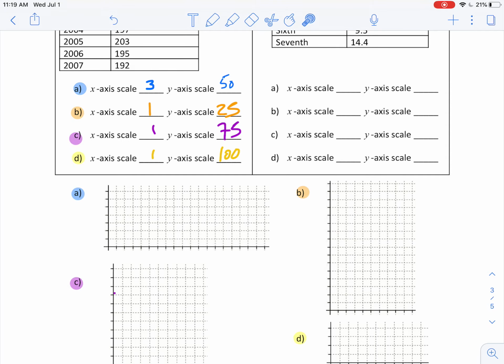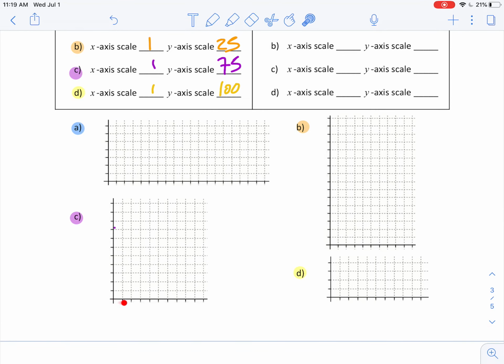Graph C, I would set my x-axis scale to 1. Again, not a ton of space here, so I can put every single year interval along the x-axis spaced by 1. And I would go up every unit by 75 along the y-axis. That way I get the majority of the graph used, and I can include all the information.